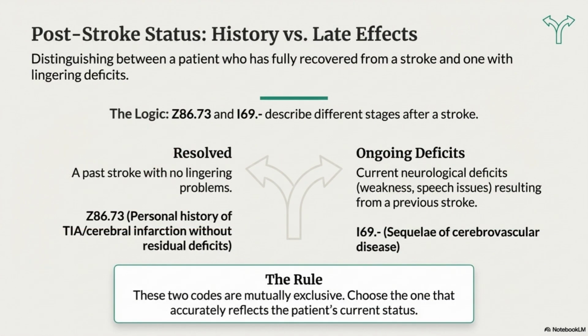Another example of distinct clinical states is post-stroke coding. A patient with no residual deficits after a stroke is coded with a personal history code. A patient with ongoing deficits is coded with a sequela code. These two states cannot be coded together, they describe completely different clinical realities.